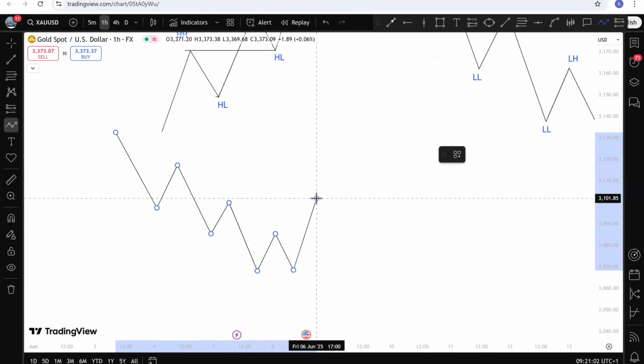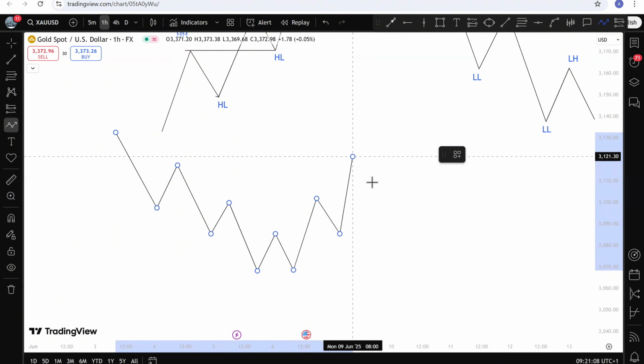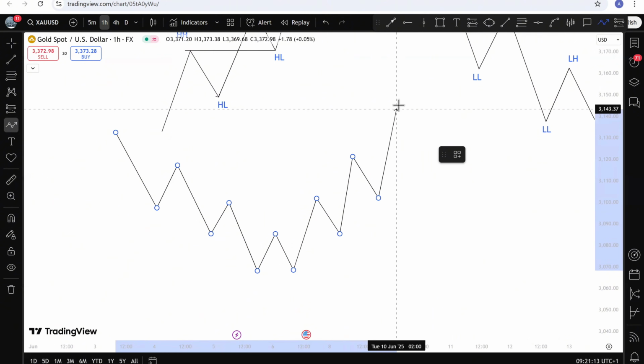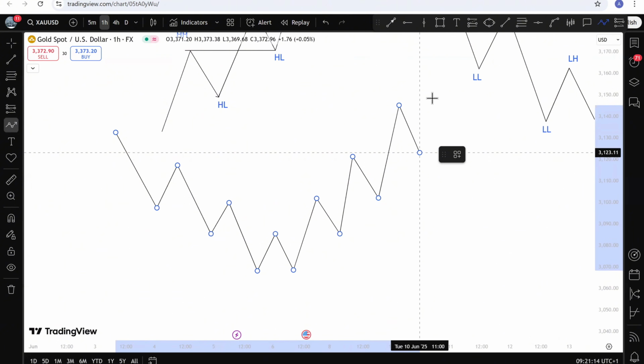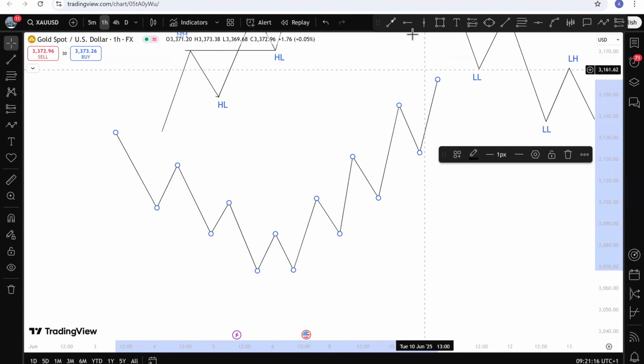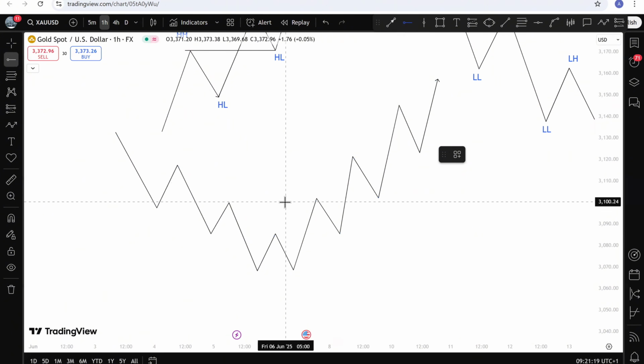Price will take out that neckline, pull back to retest with a higher high, a higher low, just like this, a higher high, a higher low, a higher high, and also a higher low. Exactly, this is how it moves. And this is going to be your change of structure, right?